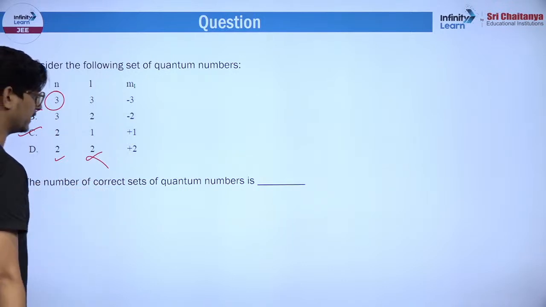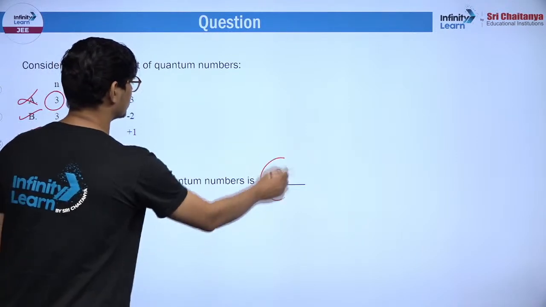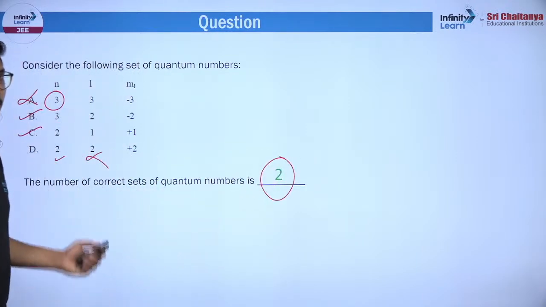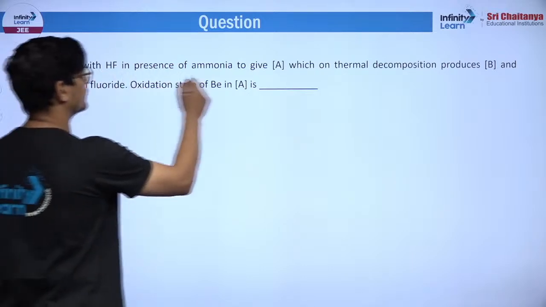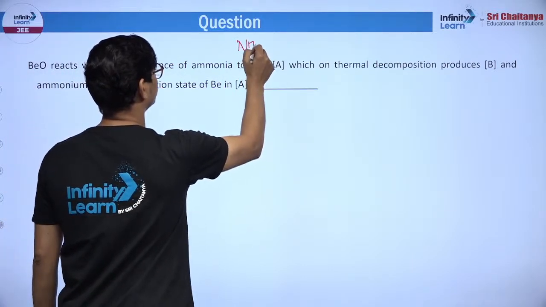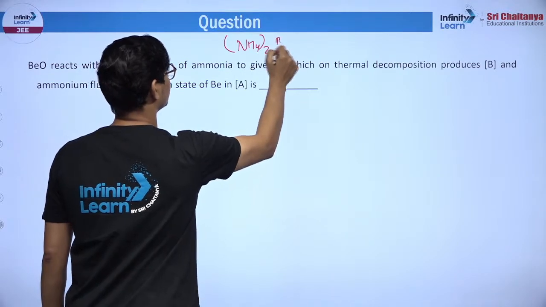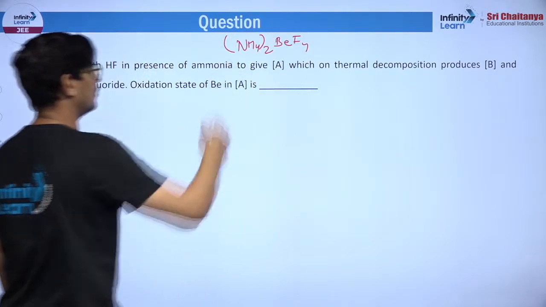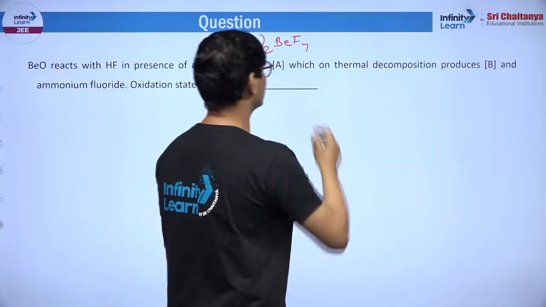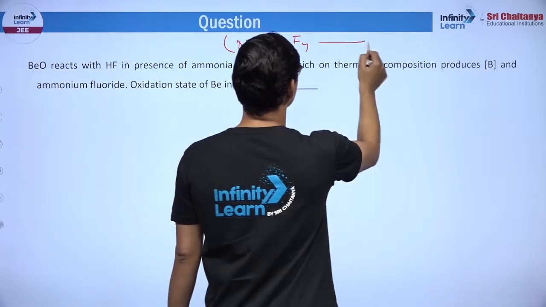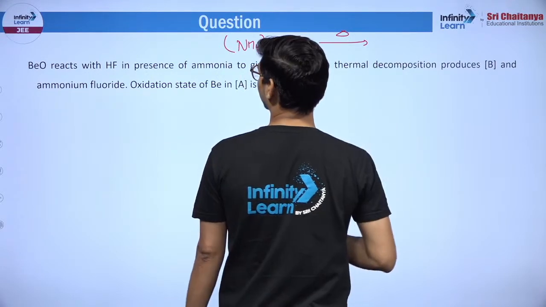So the number of correct sets of quantum numbers, again, it is 2. Two sets are correct here, okay. BeO reacts with HF in the presence of ammonia to give (NH4)2BeF4. Simple reaction of inorganic chemistry. It's again there in the NCERT book, which on thermal decomposition produces B and ammonium fluoride.